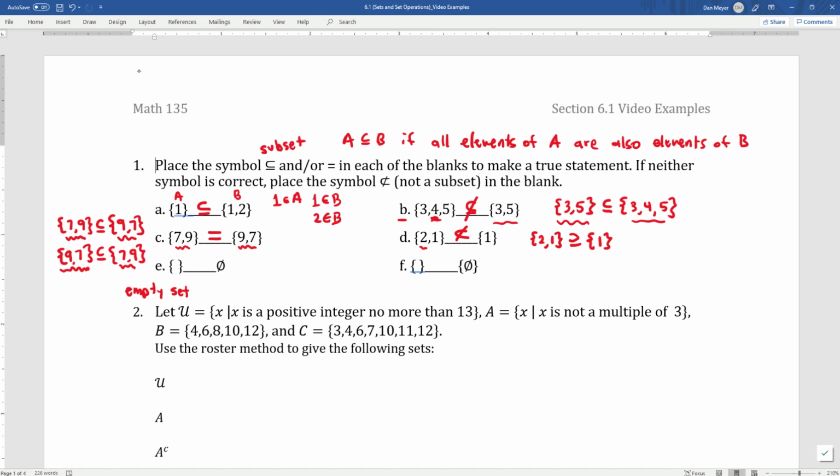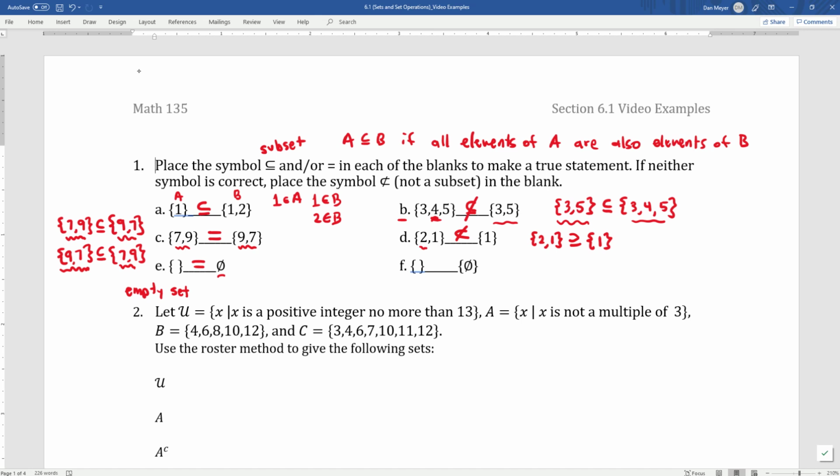This 0 with a cross through it is another notation for the empty set. So these are two different notations for the empty set, right? It's just the same set by default. It's just two different names for the same set.